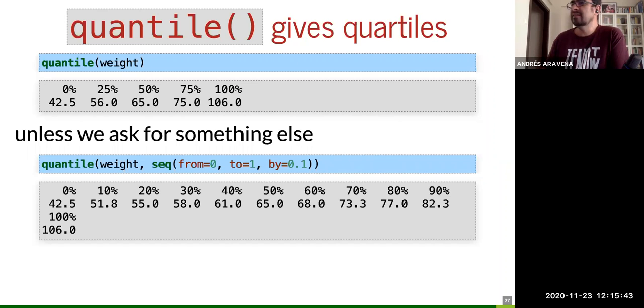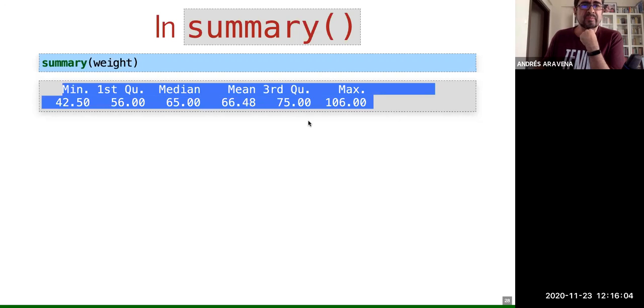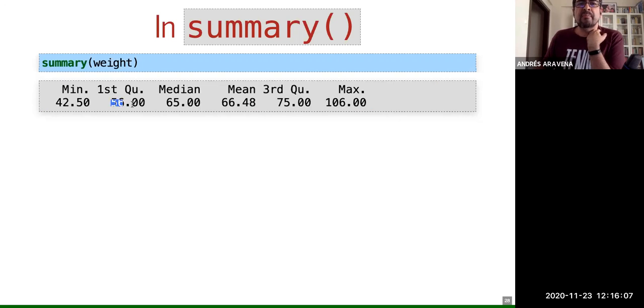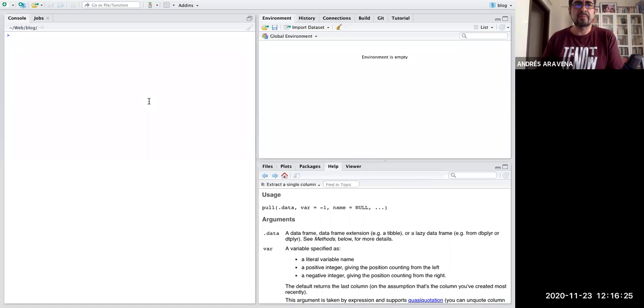so in summary, this is what the summary command gives, okay? And this is probably the first thing that we should do. Now it should be clear. This means that 25% of people... So this number is not always exactly the same. Let's try this. Let's go to R and make a couple of examples here. Bigger, and maybe a little bigger here.